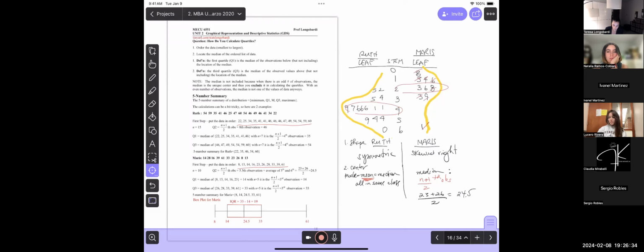Lucero mentioned. The volatility or the spread is the next thing. So spread for Ruth, spread for a distribution that is symmetric, you would calculate the standard deviation or the sample standard deviation.